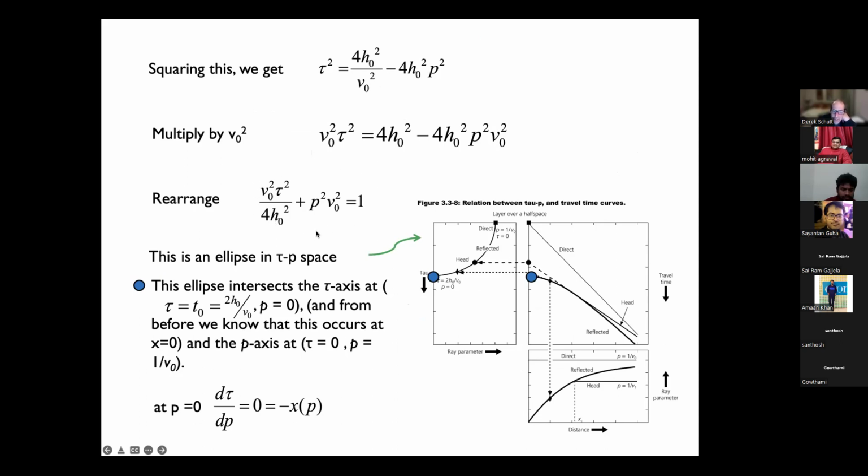And we can note that the ellipse intersects the tau axis at p equals 0. So this is right here. This equivalent in our travel time distance plot is right here. So this is our vertically incident ray. And our ray parameter here is just the slope of this line. Our slope of this line is 0, so our ray parameter is 0.